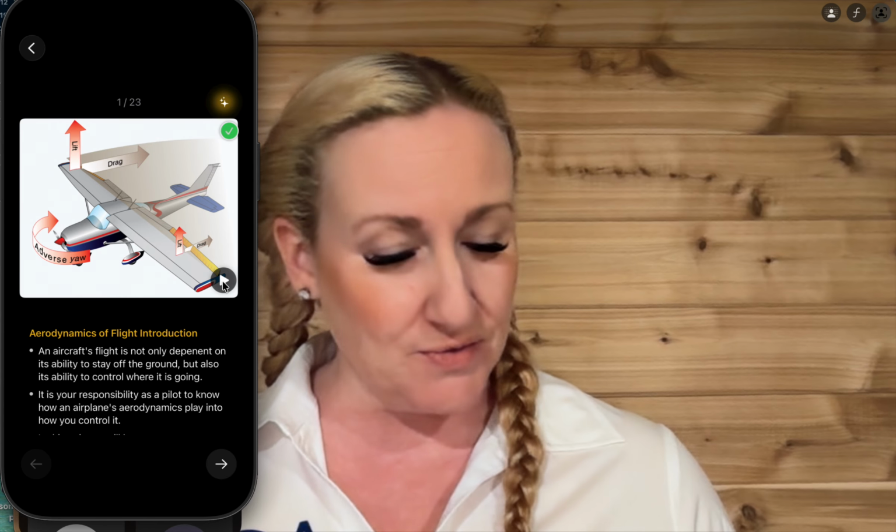And that's the most important part, I think, is learning that knowledge to figure out how to tell the plane what you want it to do. And again, having that right in your pocket is so important.